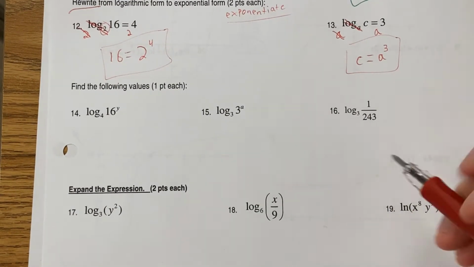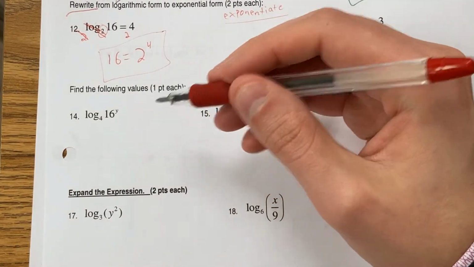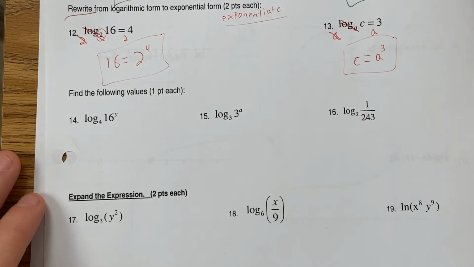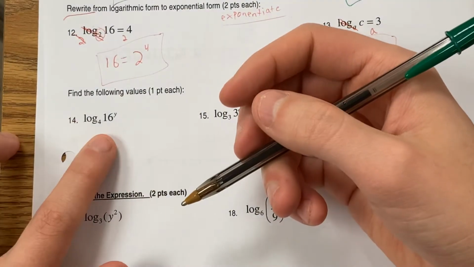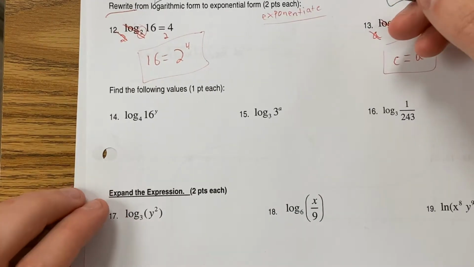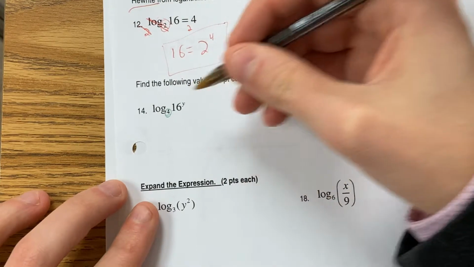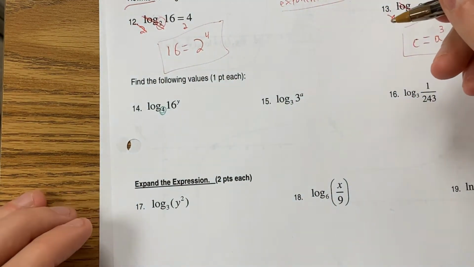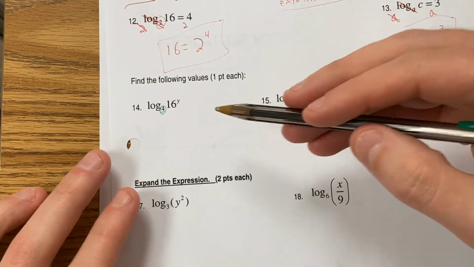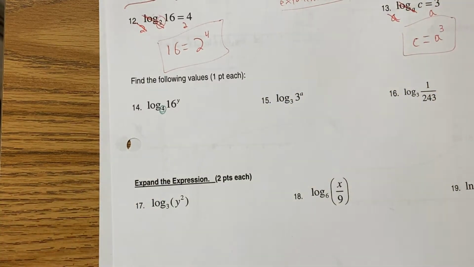Moving on to this next part where it says find the following values. I'm still going to ask the same questions every single time. What is the base of number 14? And the answer is 4. That means you need to use a base of 4. Now, you're not going to exponentiate because there is no equal sign. There's no other side. You can't exponentiate.